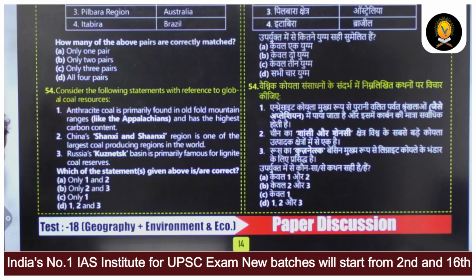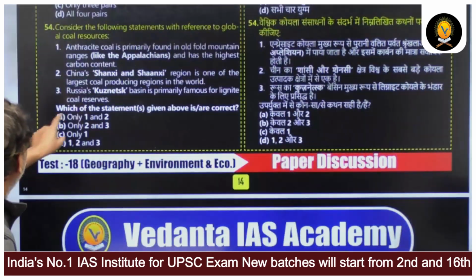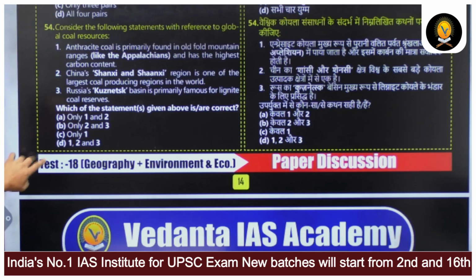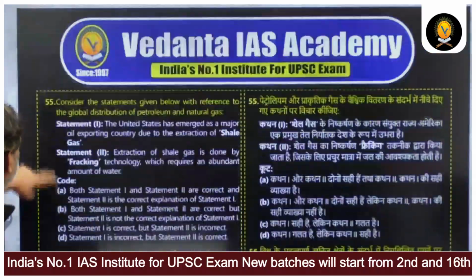Kuznetsk basin is basically bituminous coal, it is not lignite coal, okay, because Kuznetsk is very rich in coal, but it is not lignite coal, it is bituminous coal. So, only 1 and 2 are correct.